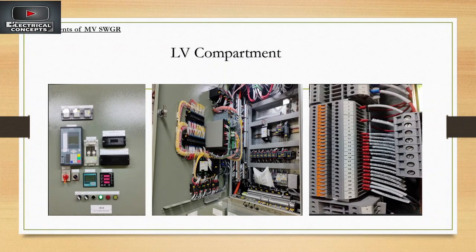Now let us focus on the LV compartment. At the left side, the LV compartment has all the control and protection schemes with protection relays for overcurrent, earth fault, and sometimes bus bar protection. In modern MV switchgear, the relays are used as BCPU, bay control and protection units, which have dual functionality.